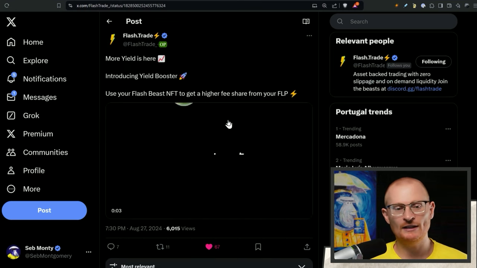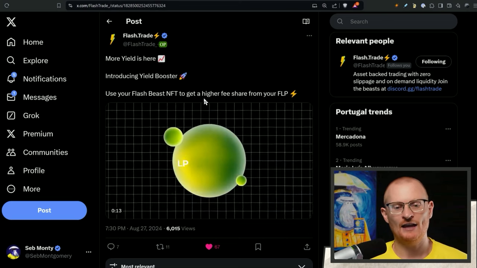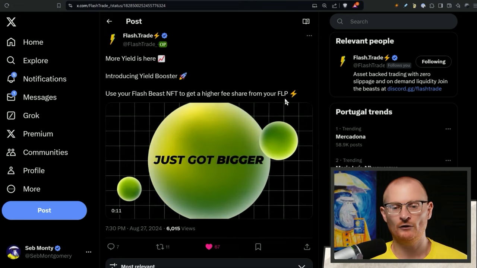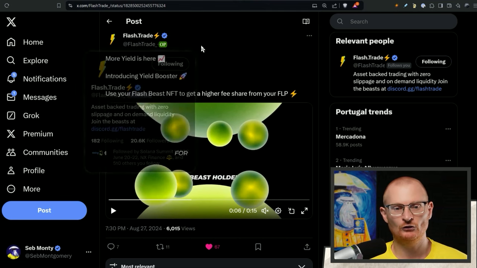Flash.trade, I do not own any of these NFTs, but you get a yield boost if you have Flash Beast NFTs, and that gets you a higher fee share from your FLP. So I might see if I can do some tutorials on this after Breakpoint. We'll see how we go. But this is a Perps DEX similar to Jup Perps.